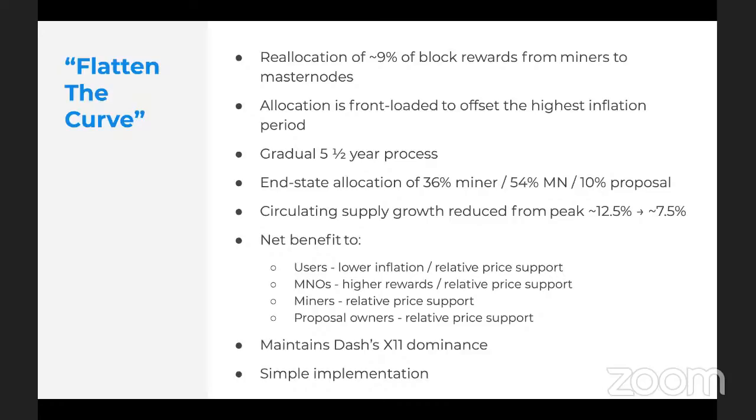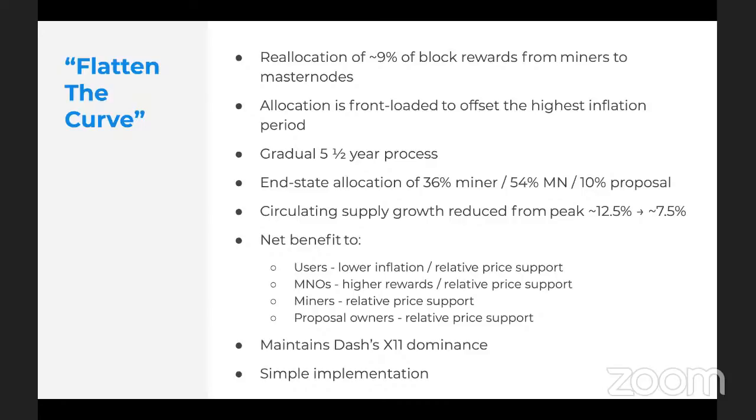What that means is that the primary benefit to masternode owners would be the same as it is for our users, and that is the coins that they hold would, on a relative basis, have a portion of price support. And so masternode owners would likely benefit in proportion to the number of coins that they hold, very similar to users.